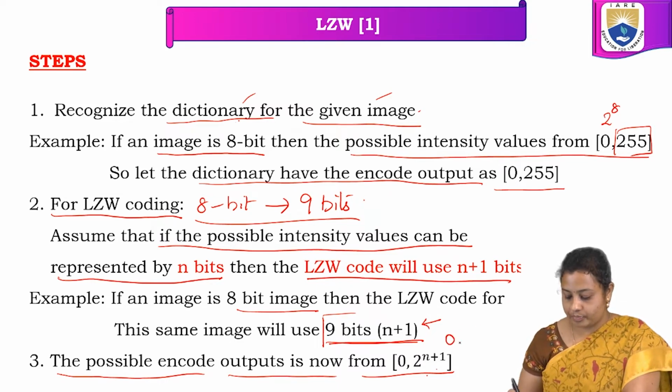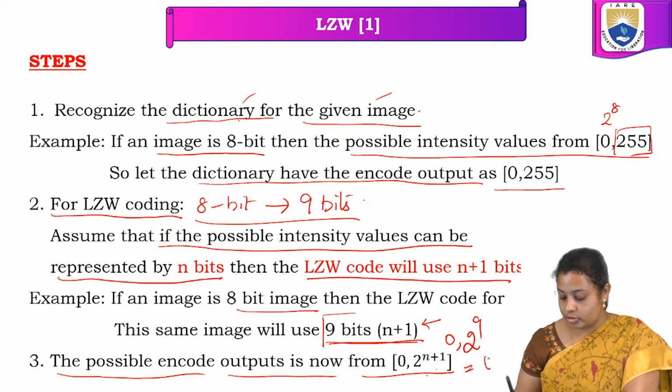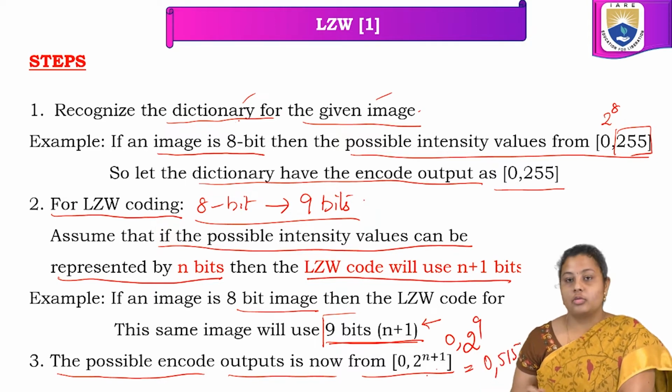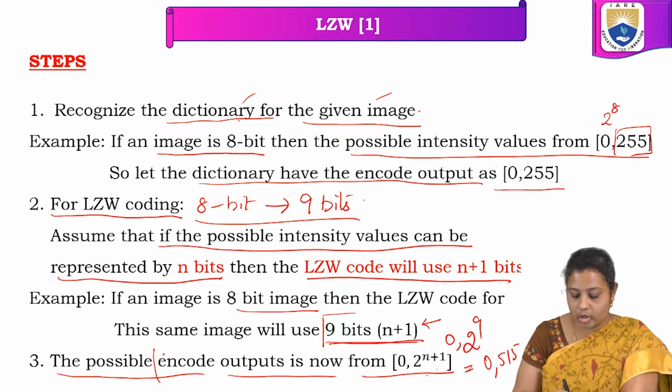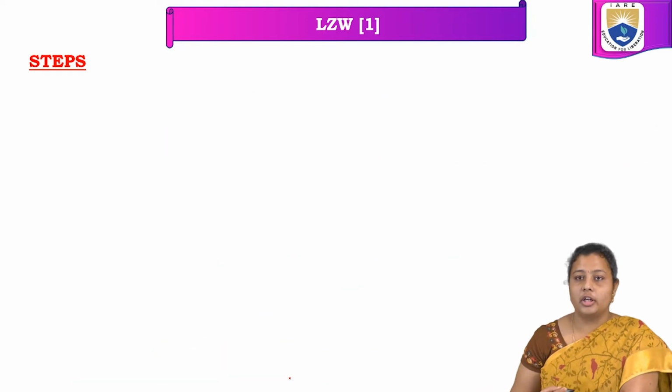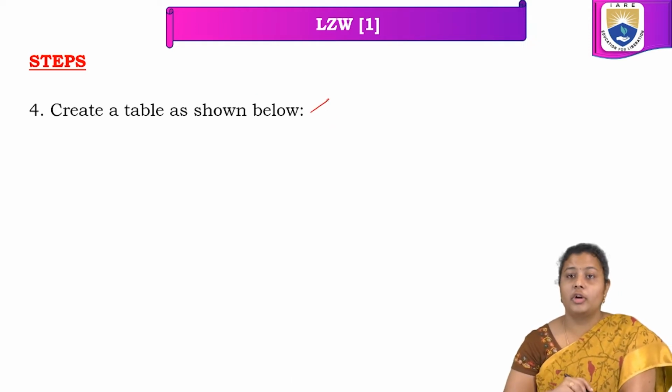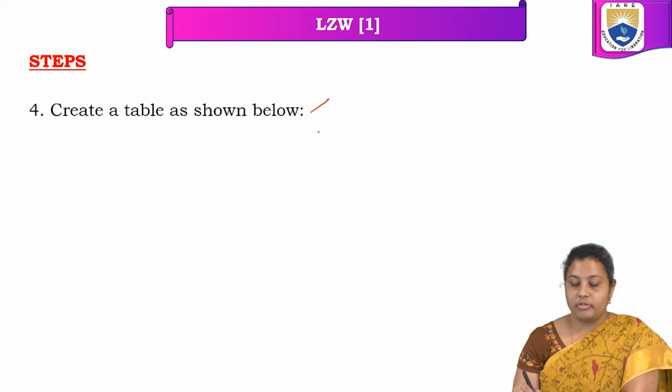0 to 2 power 9, which is equal to 0 to 515. So that many bit values, that many encoded outputs, we can have. Now, we will create a table for an image and we will try to code.